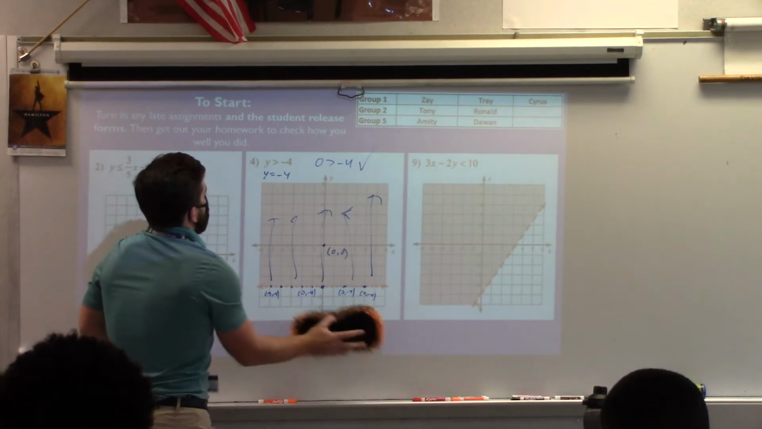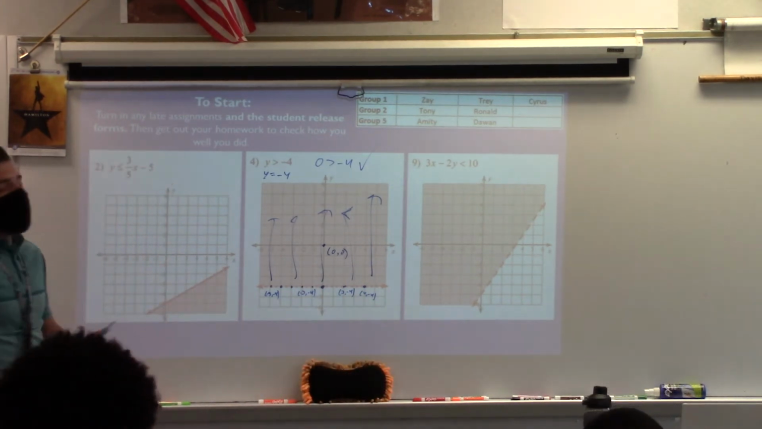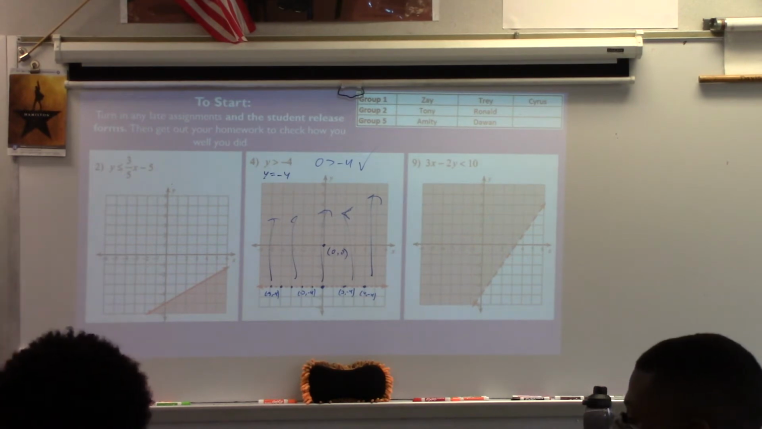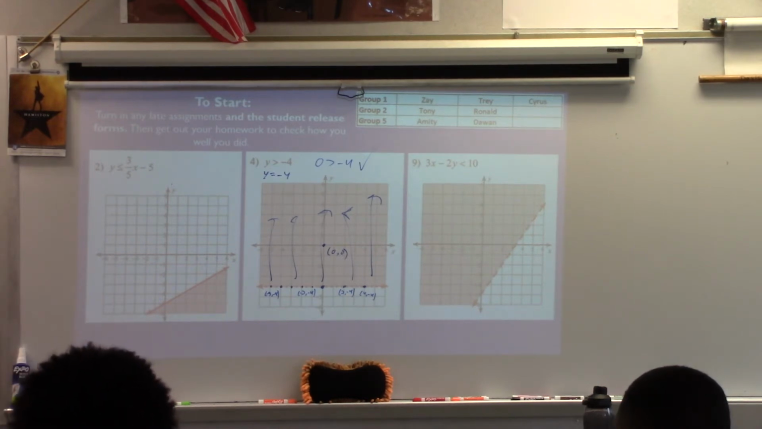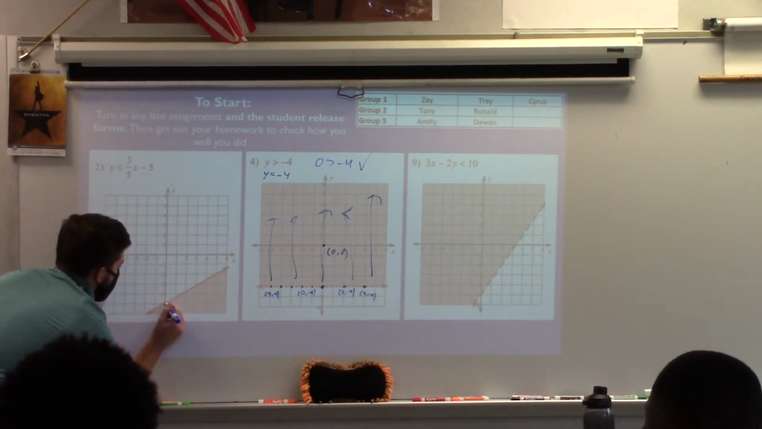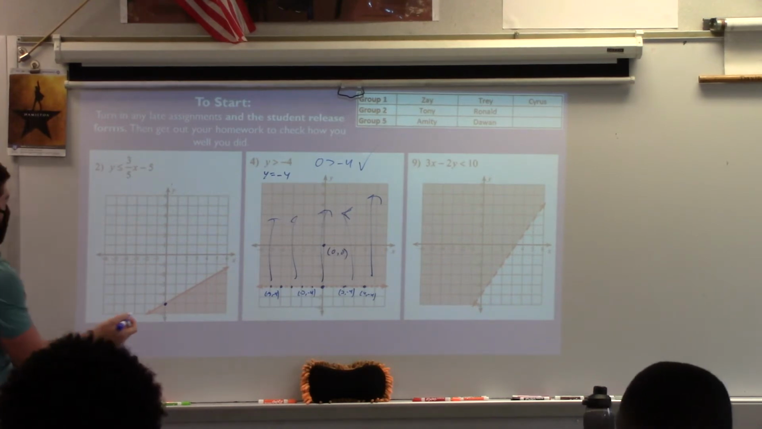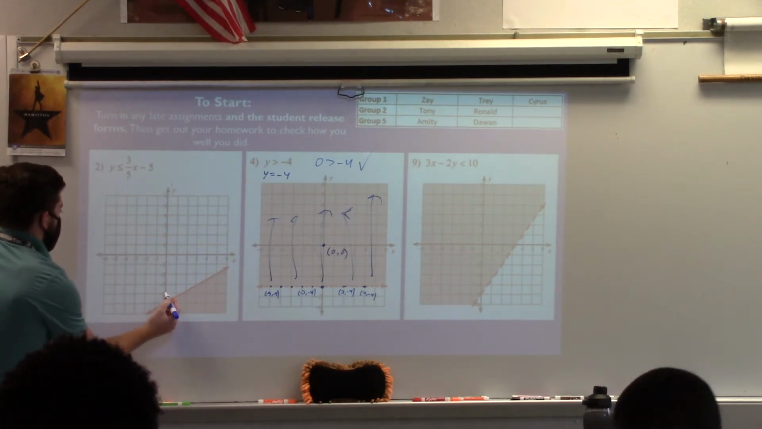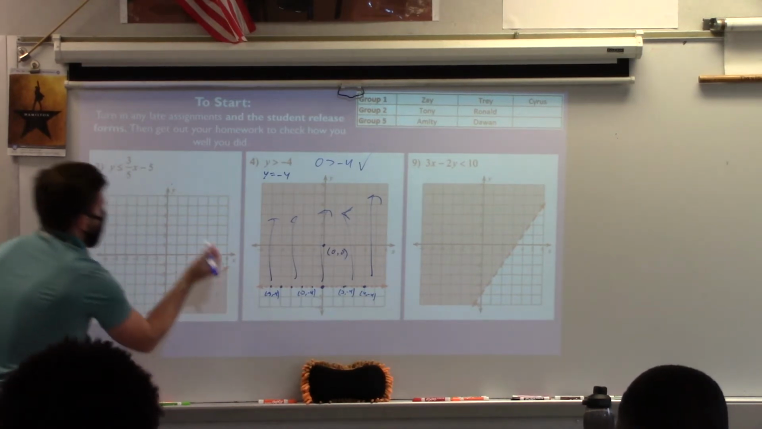And how did we do on number 2 and number 9? I got number 2 correct. Didn't you do number 2? Okay. Trey, how did you do number 2? Look, the y-intercept is -5. Okay, so let's do the y-intercept. Then the slope is 3 divided by 5. So rise over run: 1, 2, 3, then 1, 2, 3, 4, 5. Does everyone see what he did?